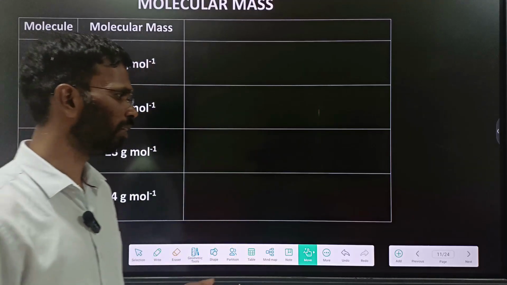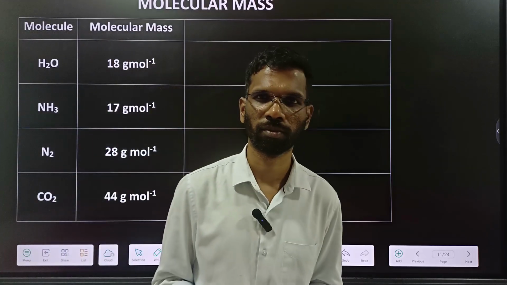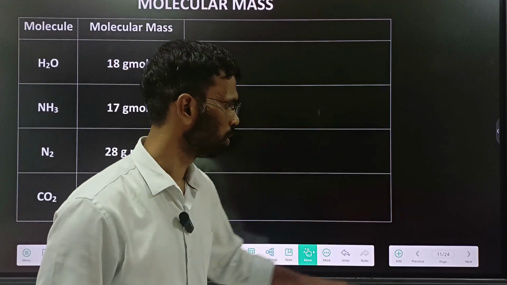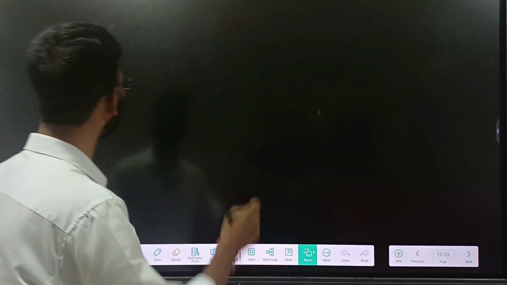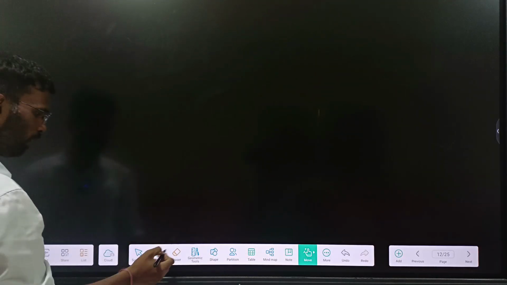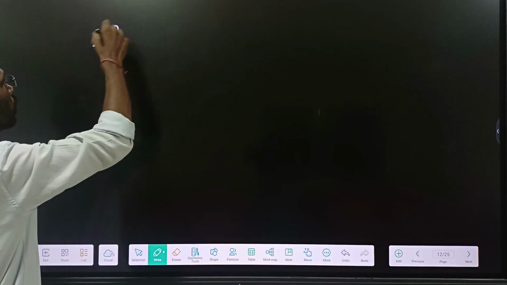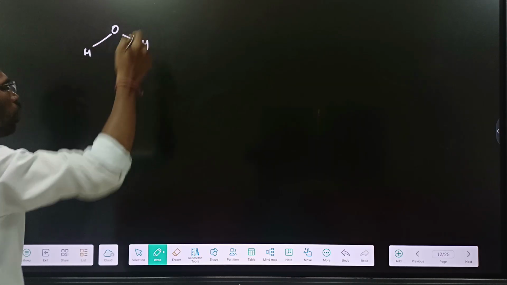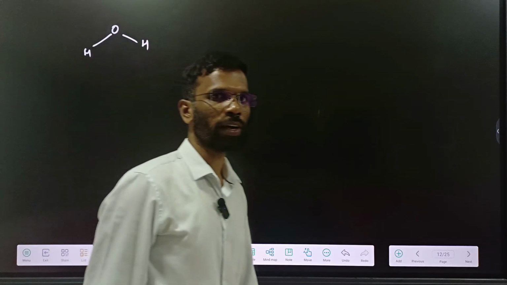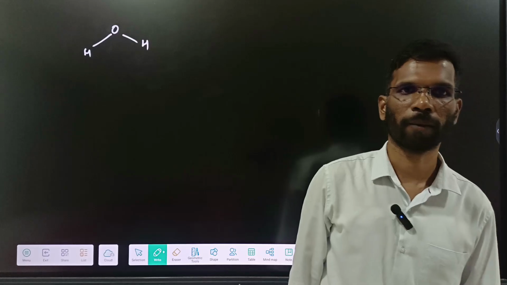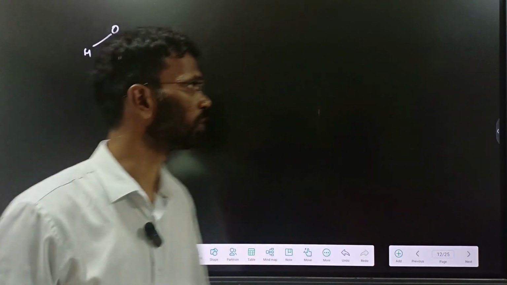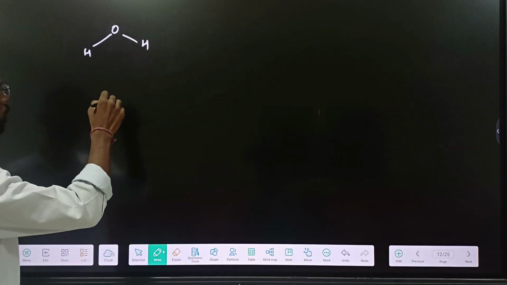Now everyone understand the difference between atoms and the molecules. Atoms are individual. Molecule means what? This is what the molecule is. More than one type of atoms. Alright? That is what the molecule is. Ammonia molecule is this.